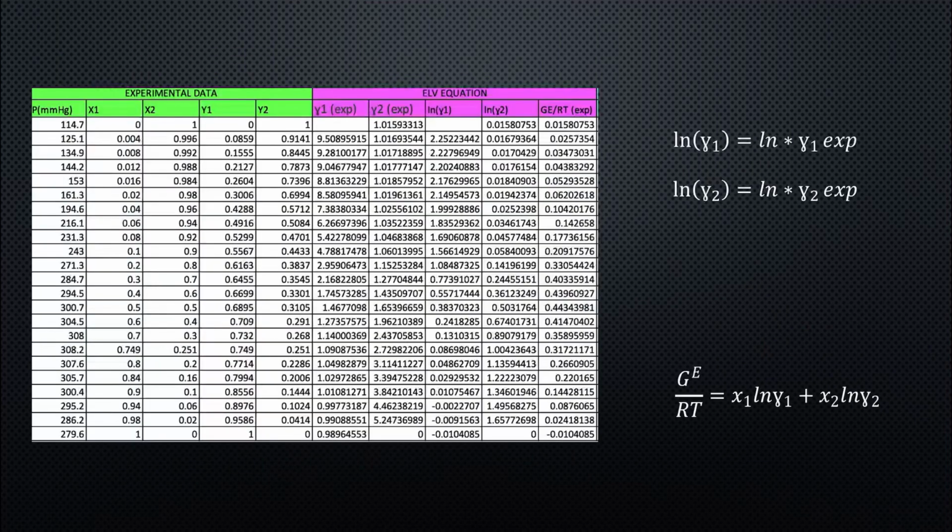Well, for the next two columns we will use the natural logarithm of gamma 1 and gamma 2. It's that simple. We go to the next column to get G raised to the second power over RT. We use the equation shown, where we add x1 times the natural logarithm of gamma 1 plus x2 times the natural logarithm of gamma 2.